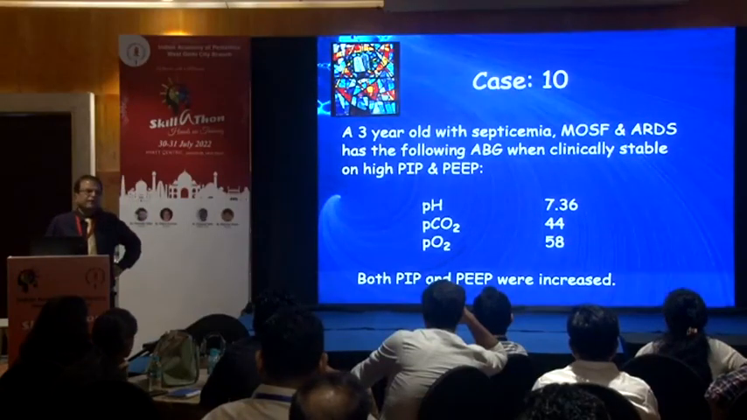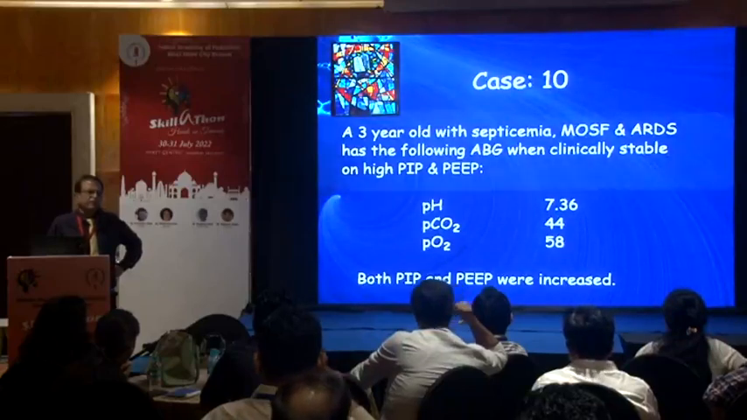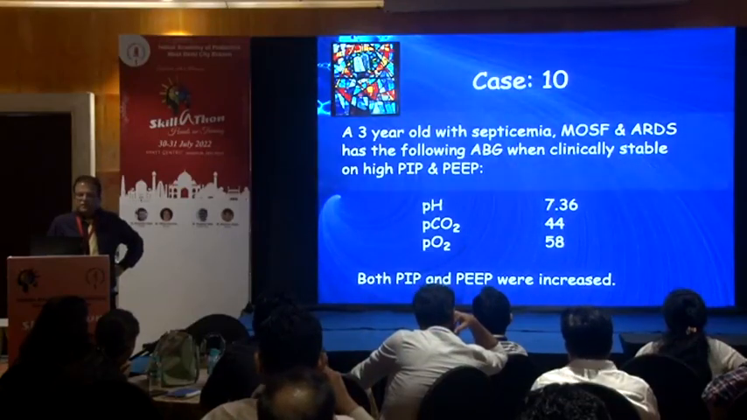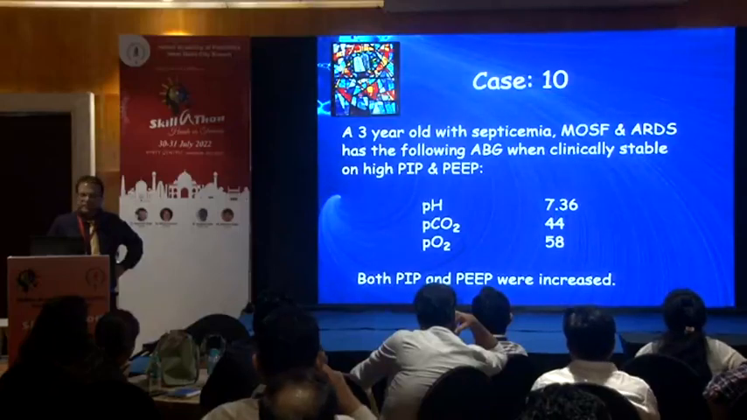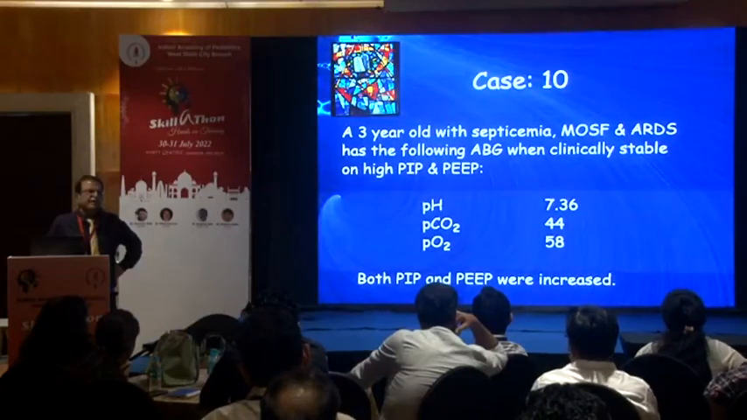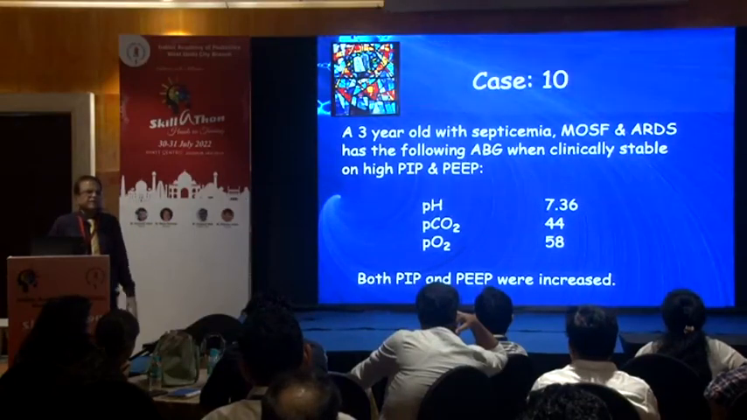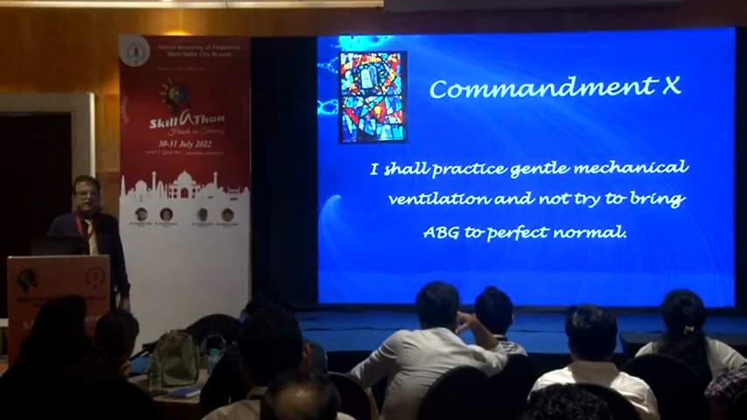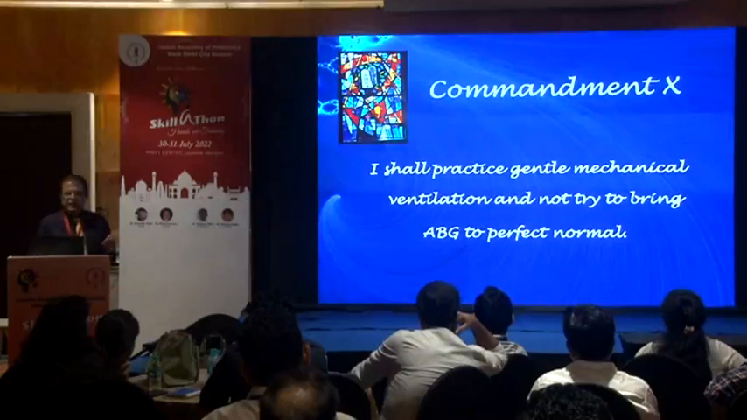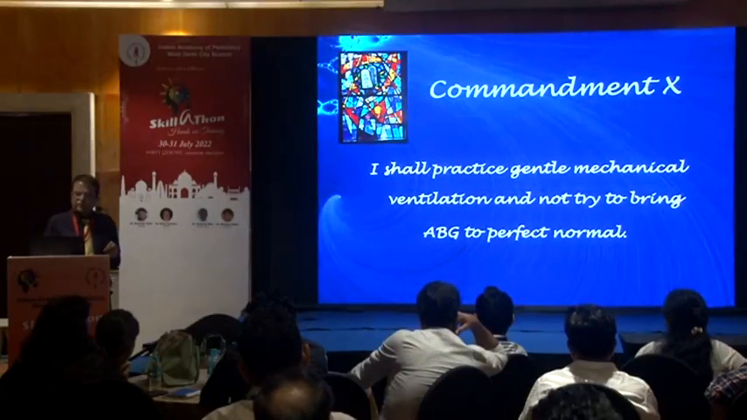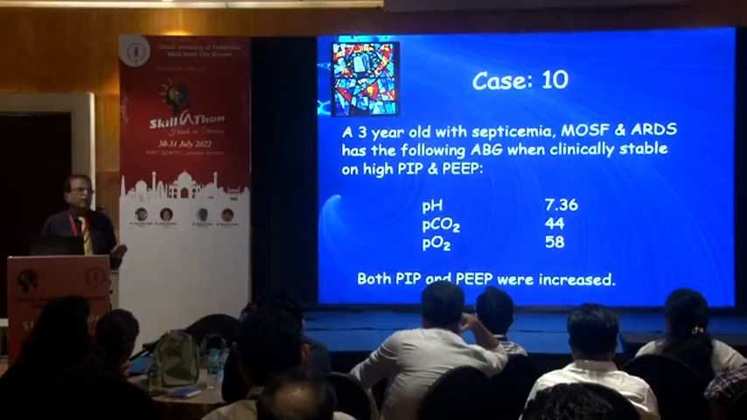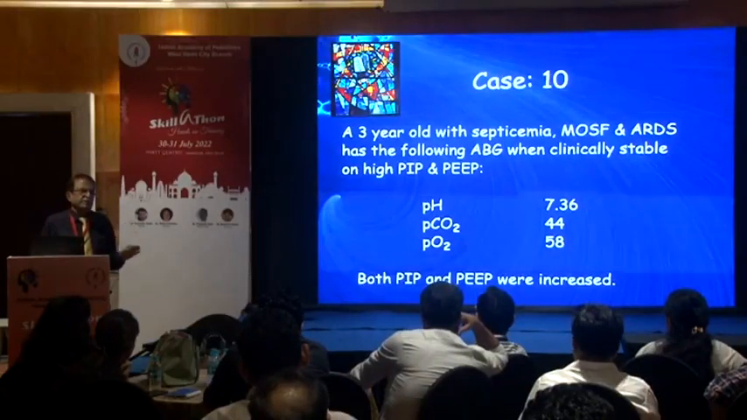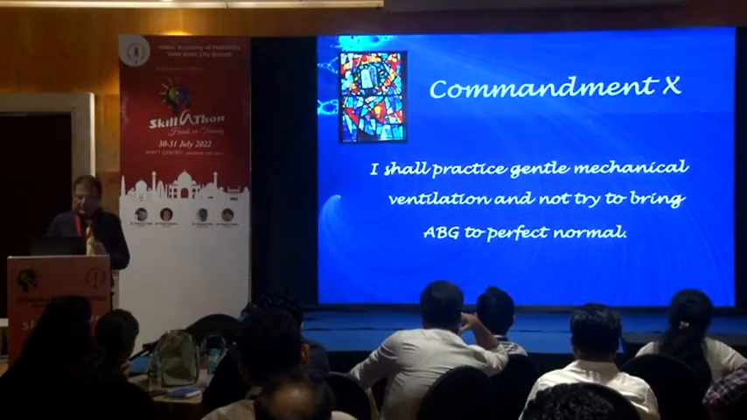Look at the 3 readings given. 7.36 within normal range. CO2 44, normal range. PO2 58, given an ARDS patient, it is acceptable. So we don't need to change any ventilation settings. This is acceptable given the circumstances. And what we learn is, I shall practice gentle ventilation and not try to bring ABG to absolute perfect normal. Know what is acceptable in a given situation. Here, this is a given situation. This is acceptable. Thank you, and please allow us to leave.